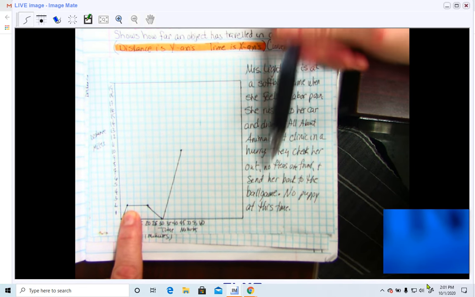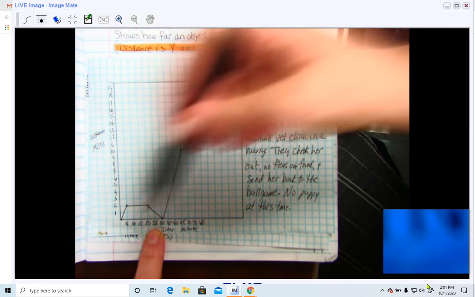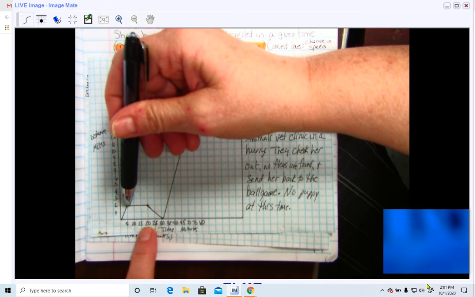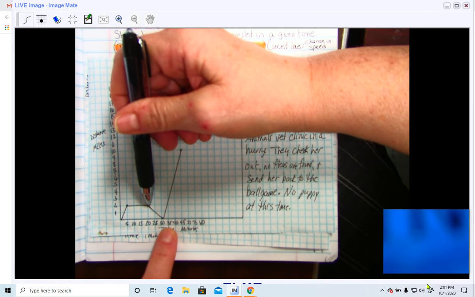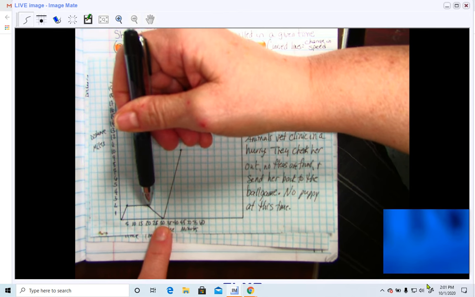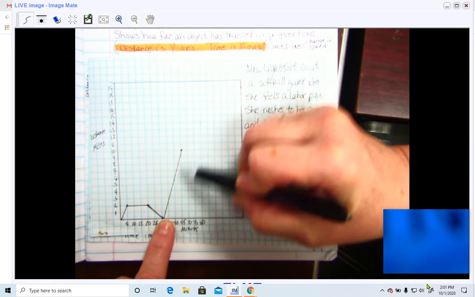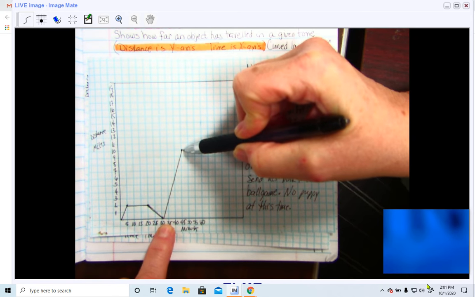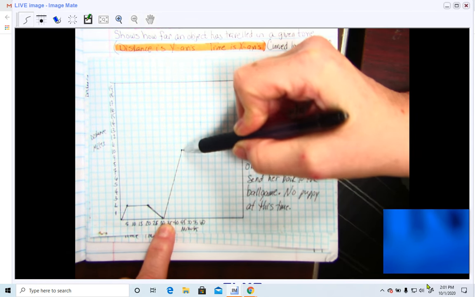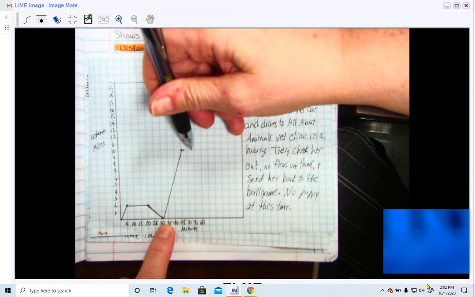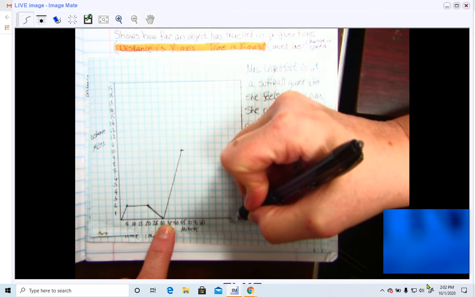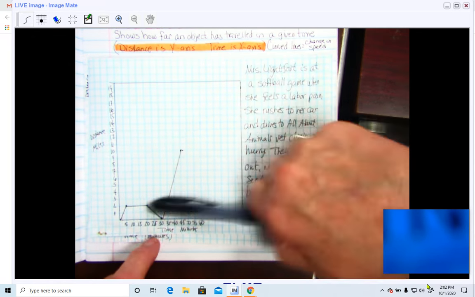She stayed there for 5, 10, 15 minutes. She stayed there for 15 minutes. Then she returned to the softball park. Then she drove from there home. Then we could say she stayed at home for a while. It would be a straight line, and then she went back to the ballpark. That would be another line down. So that would be another extension.